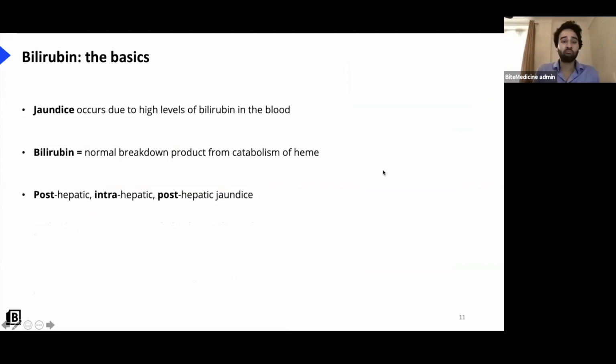Okay, so jaundice, in the basic form of understanding it, occurs due to high levels of bilirubin in the blood. Jaundice itself is yellowing of the skin, and people say the sclera, but it's actually the conjunctiva, due to this abnormally elevated level of bilirubin in the blood. What is bilirubin? It's a normal breakdown product formed following the catabolism of heme. We can categorize it into pre-hepatic, intrahepatic, and post-hepatic jaundice. Of course that should say pre-hepatic on the left over there. We'll go into more detail on how we classify into pre, intra, and post as we go along.